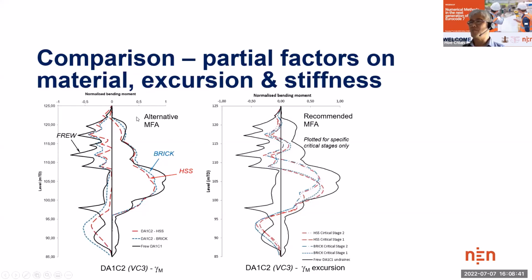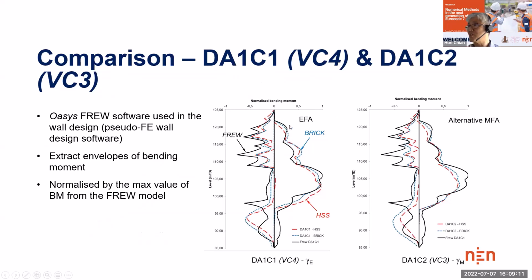So I repeat this alternative material factor approach, and repeat that with the recommended material factor approach, which is the recommended source of sequence under verification case 3. You can see that they are still within the black line, meaning that this is less critical than the first case, which is the effective factor approach.